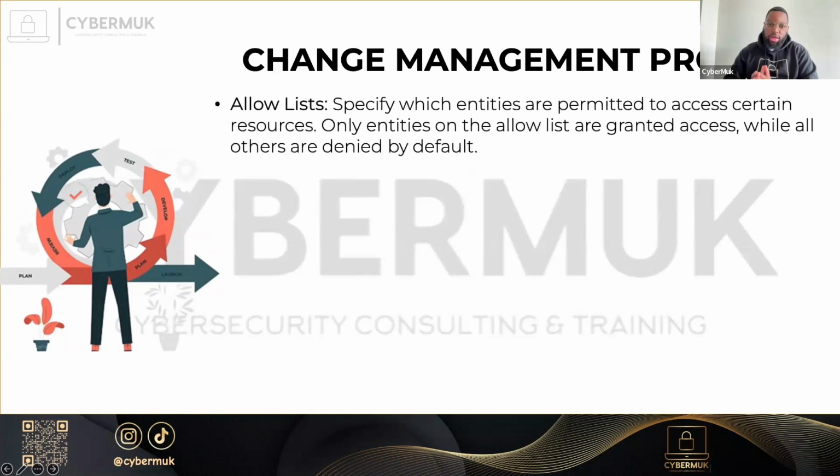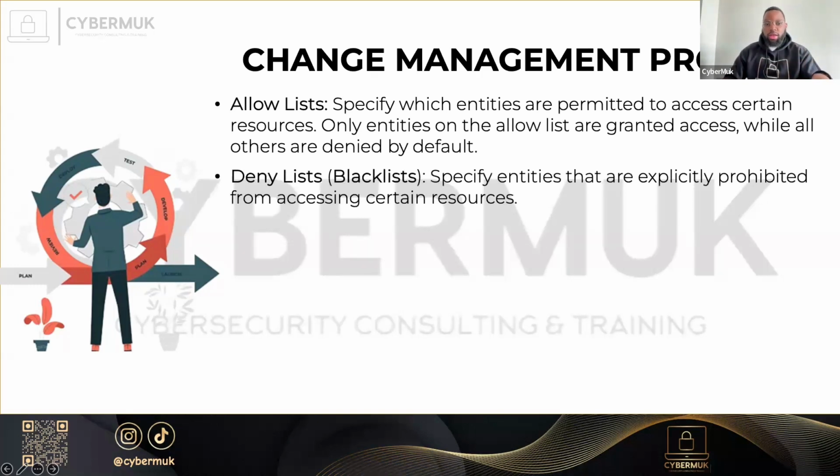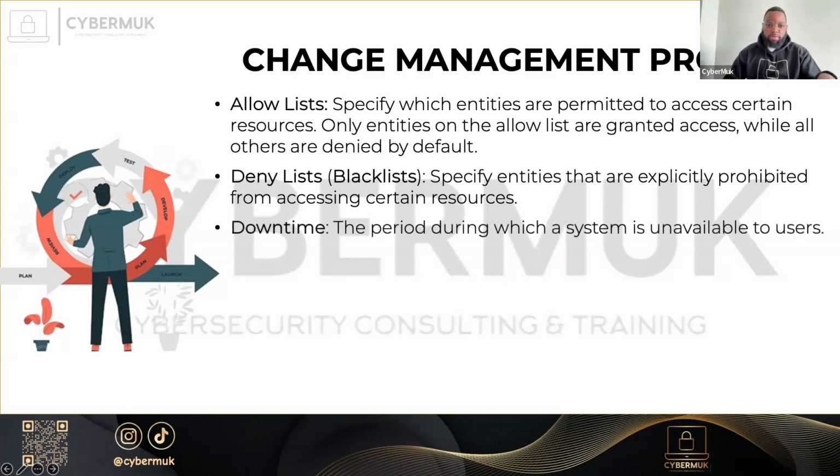You have allow lists. Allow lists are entities permitted to access a specific resource. Only the entities on the allow list are granted access. Others are automatically denied. It's just like if you have an event, you can have an allow list of guests. Someone who is not on the allow list cannot get in, no matter the circumstances. On the other hand, you have deny lists, also called blacklists. This is the opposite. Everyone is allowed entry except those on the deny list. So specified entities are explicitly prohibited from accessing certain resources.